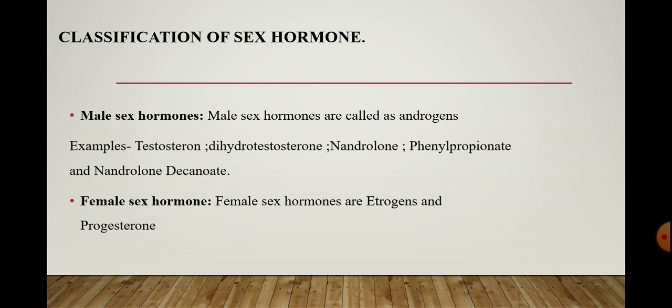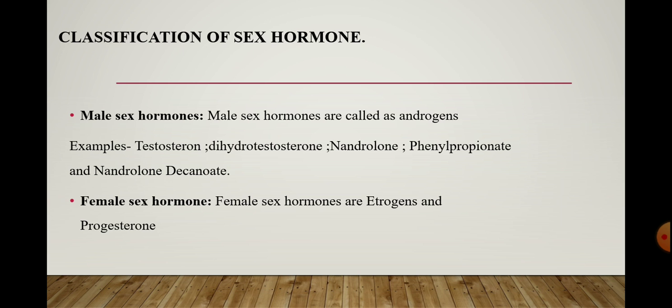Next, classification of sex hormones. There are two types of sex hormones: first is male sex hormone and second is female sex hormone. Male sex hormones are called androgens. Examples of male sex hormones are testosterone, dihydrotestosterone, and next is nandrolone. Next is female sex hormone. Female sex hormones are estrogen and progesterone. Today we will discuss male sex hormones.